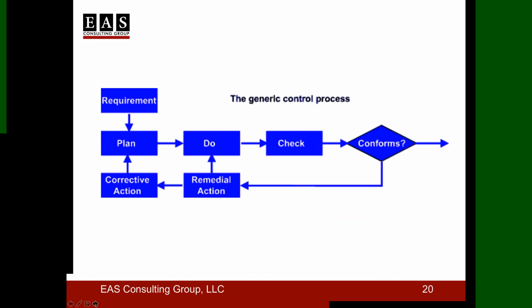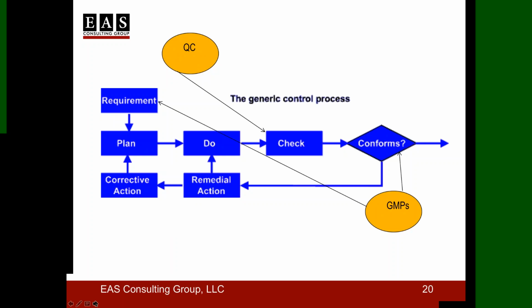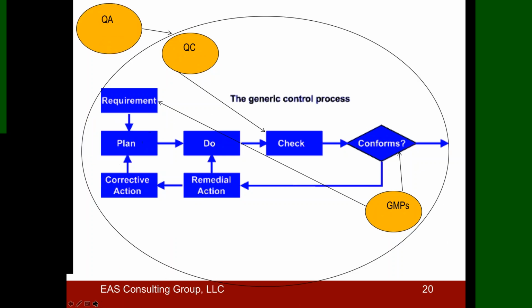With a quality system, basically you have three parts. You have quality control, which is again a check. You have the GMPs, which are again the requirements, to conform or not conform to your procedures. And you have quality assurance, which looks over and comes up with different plan, do, check, and action activities with continuous improvement.